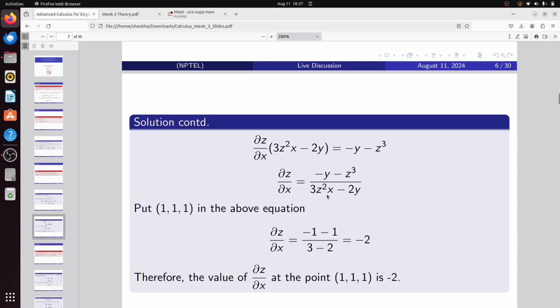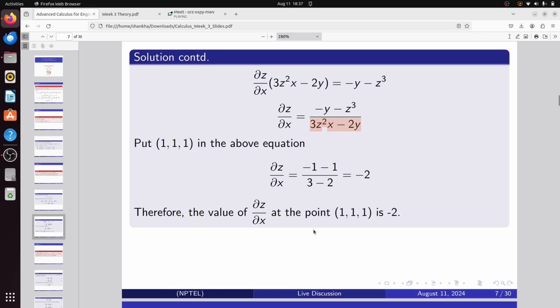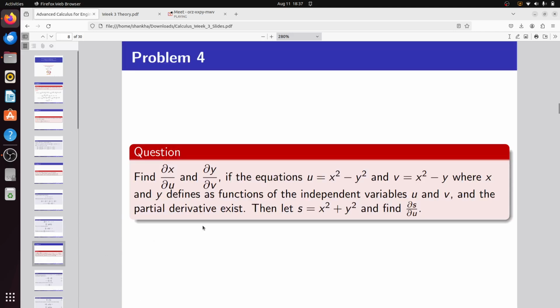Now for those points where 3z square x minus 2y is equal to 0, the partial derivative does not exist at those points, right? Because then the denominator will be 0. So is this problem clear? Are there any questions in this problem? I hope there is no problem in this question. So I will just move to the next problem.